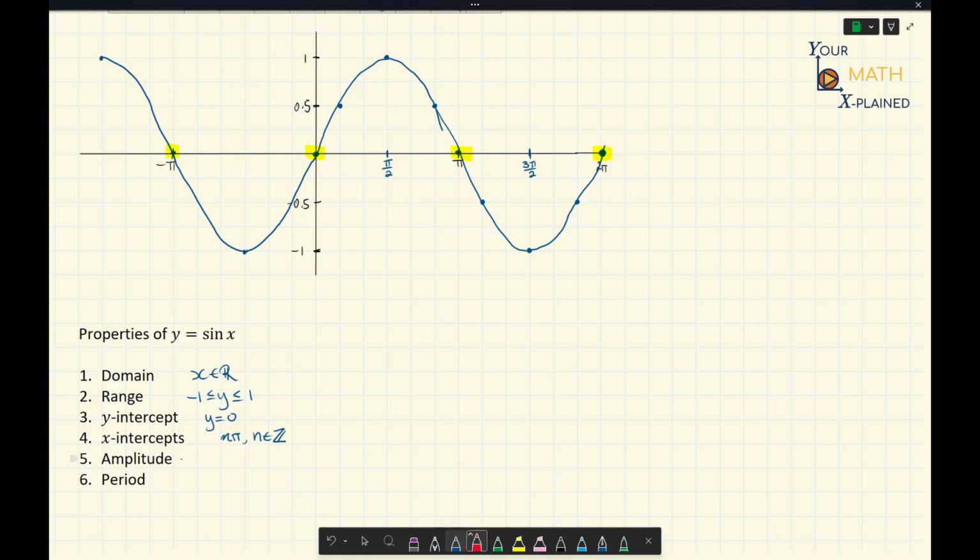Next, we have our amplitude. So the definition of amplitude is the distance from the maximum of the graph to the midline.